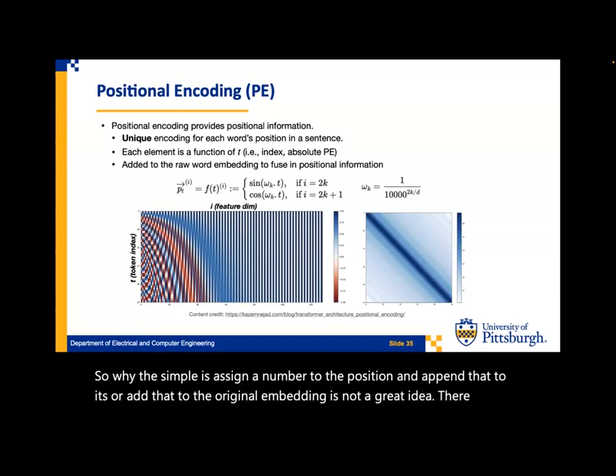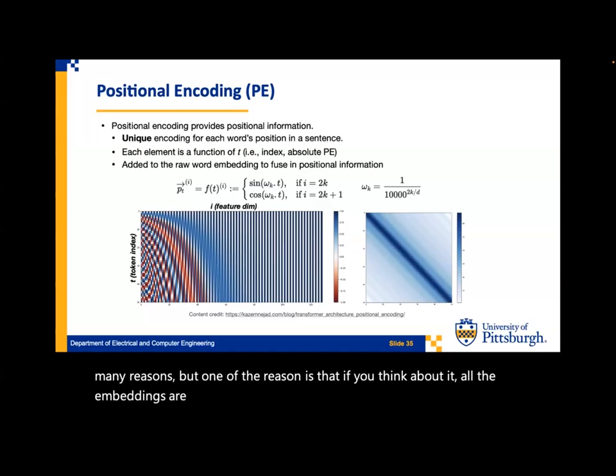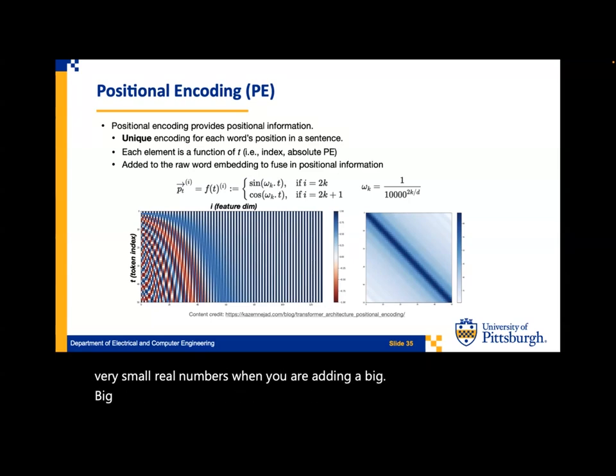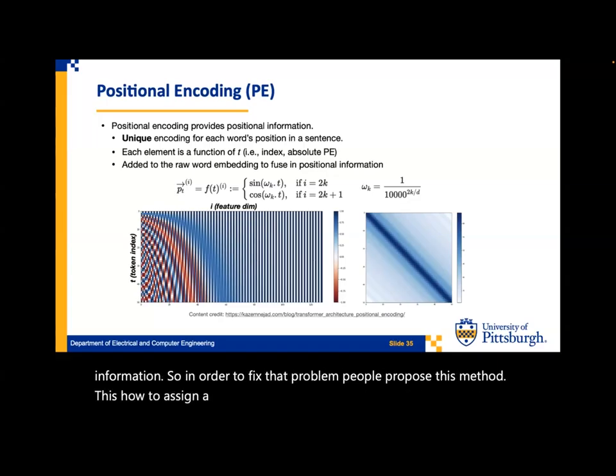There are many reasons, but one of the reasons is that if you think about it, all the embeddings' numbers are really small numbers, right? So each number in the representation vector usually are very small real numbers. When you are adding a big natural number to that vector, that will dilute original embedding information. So in order to fix that problem, people propose this method, how to assign a unique encoding for each word in a sentence. This is a quite interesting idea.